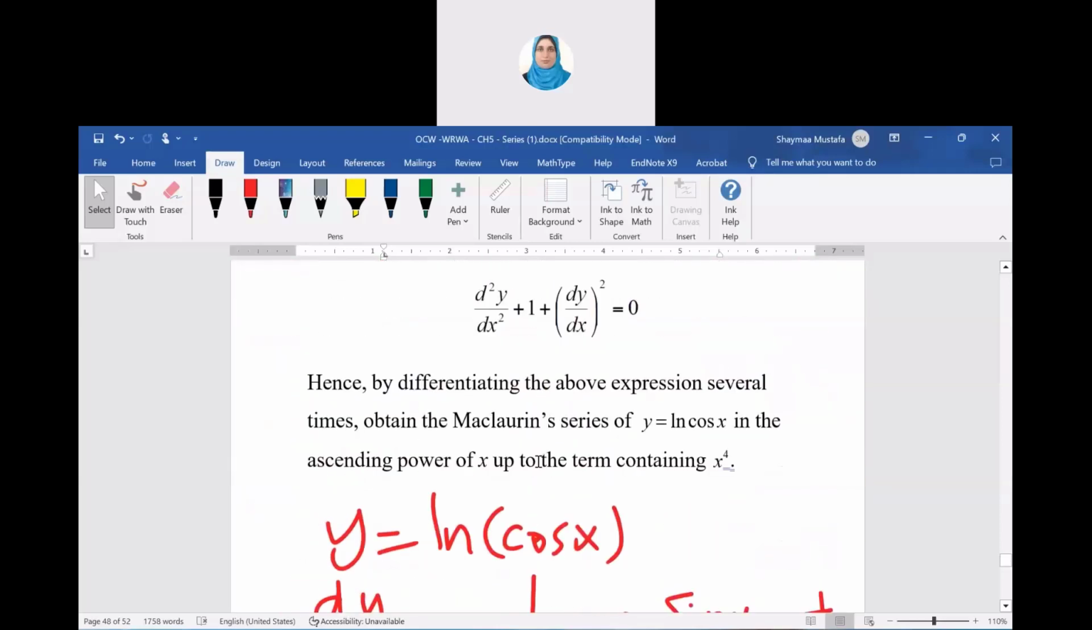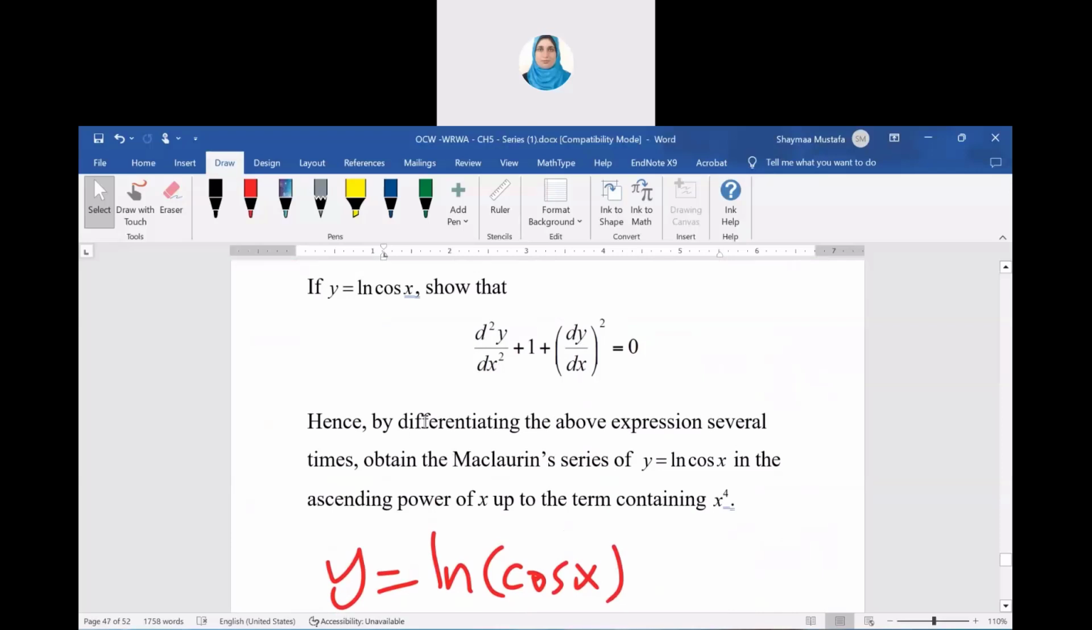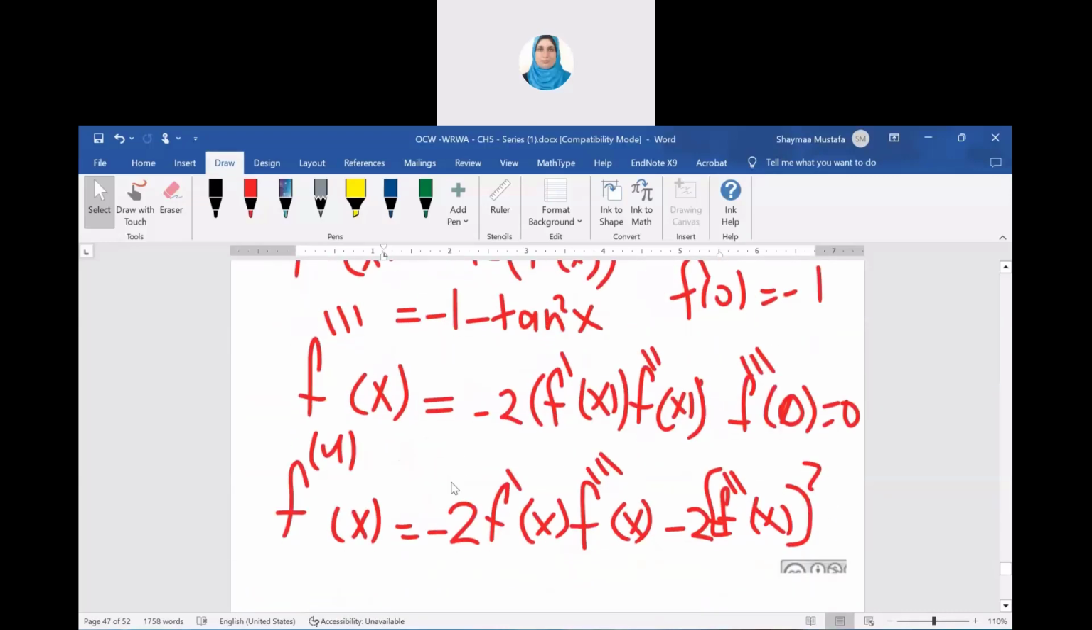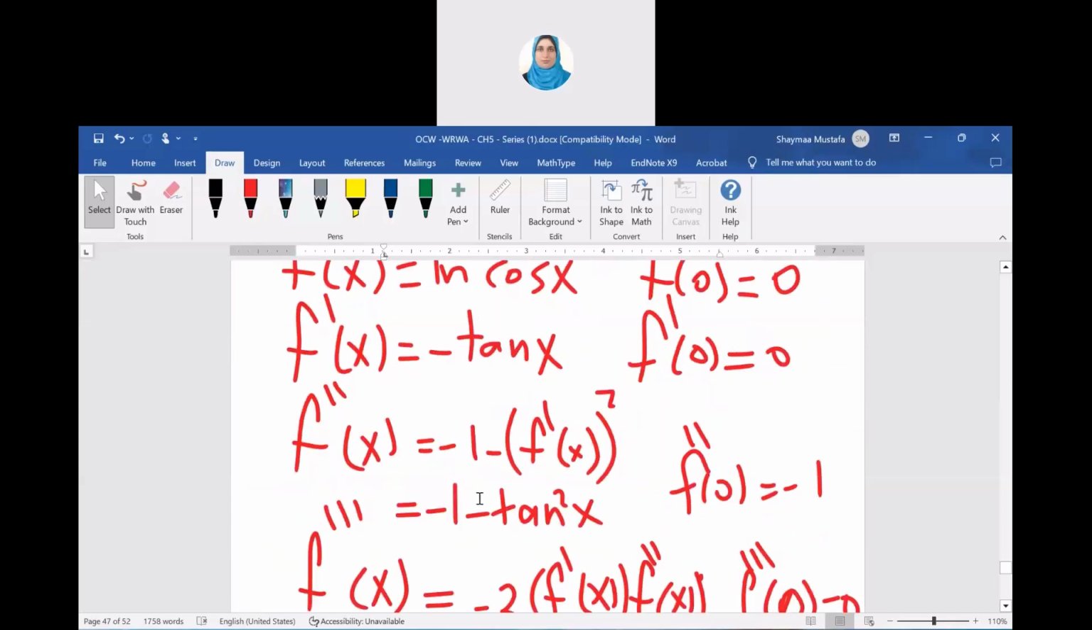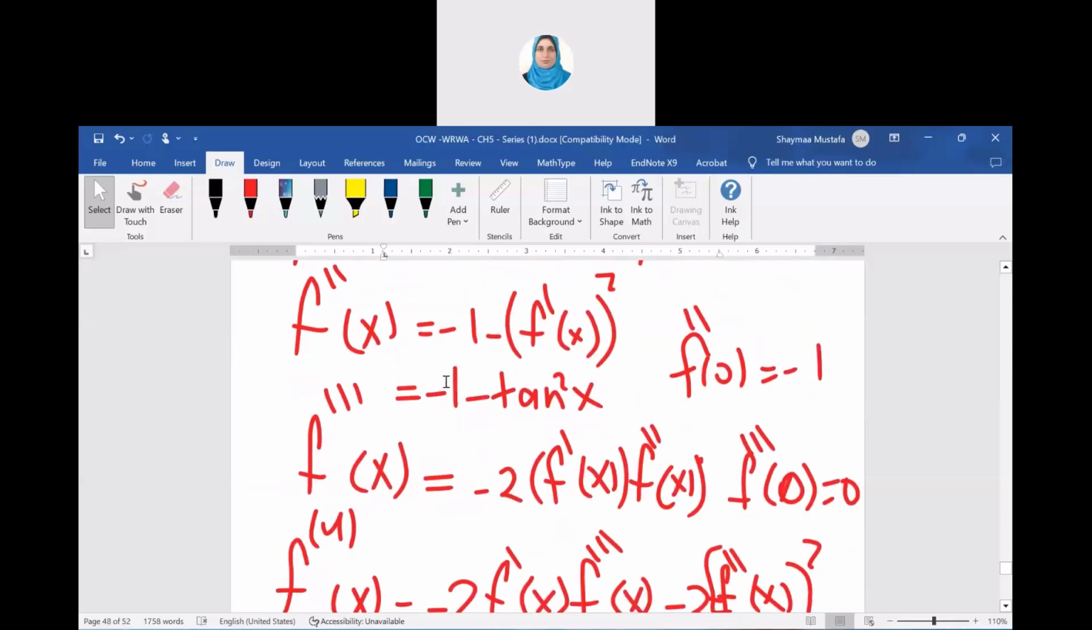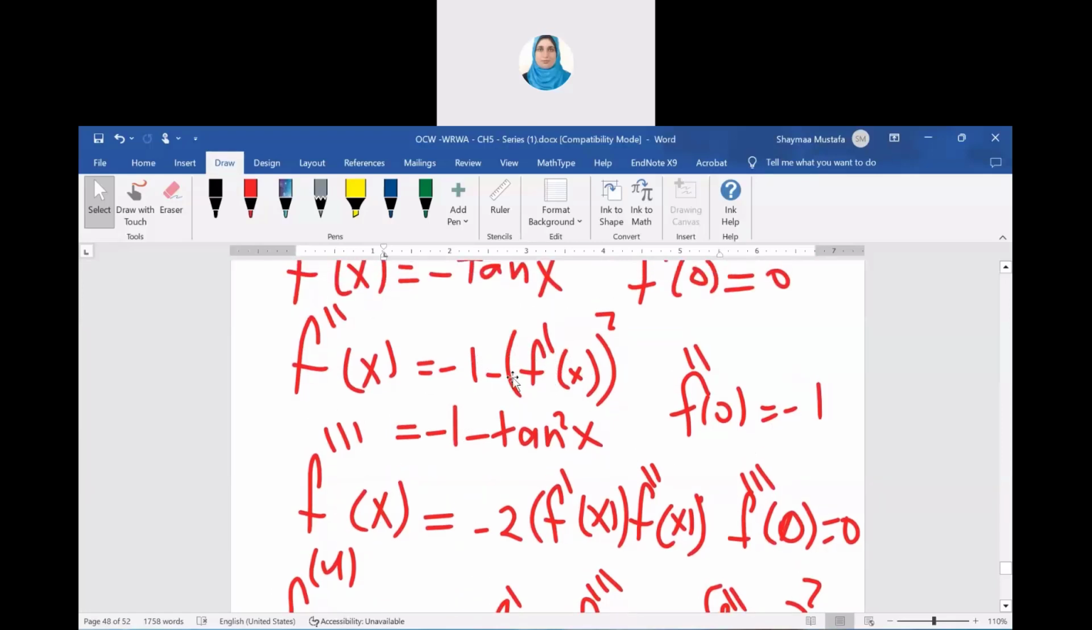But since the question asks you to use this relation by differentiating the above expression several times, you need to differentiate the expression itself. I know that you can do that, for the third one, you just find the derivative of minus 1 minus tan squared x. You can, but we have to follow the instruction of the question. The instruction asks you to differentiate the relation.